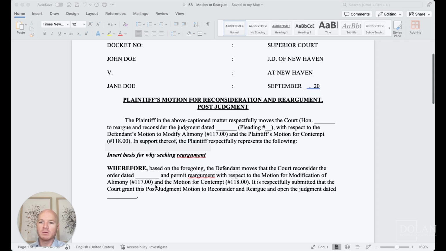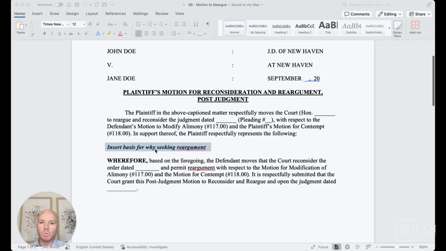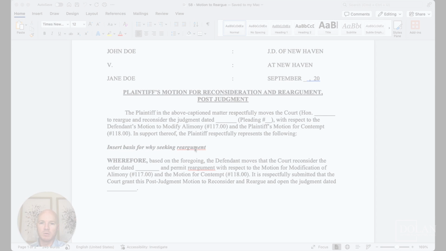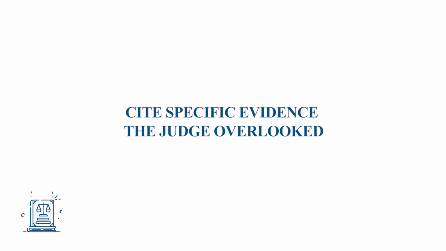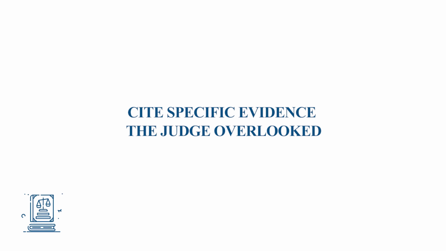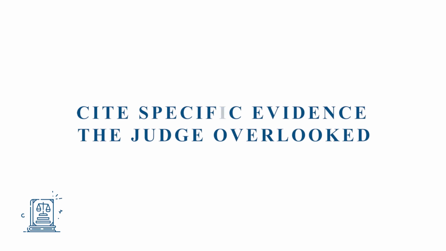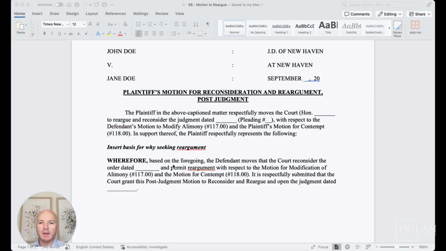And then below that, you just insert the reasons why you are seeking reargument and you want the judge to change their decision. They may have misapplied the law, or they may have overlooked facts. So just be detailed in why you are seeking that the judge change his or her decision. And then you include a brief conclusion at the end.